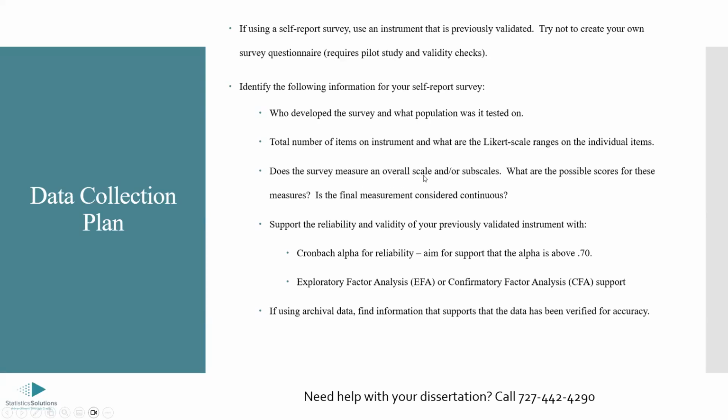Does the survey measure an overall scale? And are there subscales potentially? What are the possible scores for these measures? What is the level of measurement for the final variable? Is it nominal? Is it ordinal? Is it continuous? You most likely will also have to provide reliability and validity support for the instrument that you select. So a common reliability measure is Cronbach alpha, and you'll want to aim for support at the alpha levels above 0.7. And for validity, you can look for EFA and CFA findings.